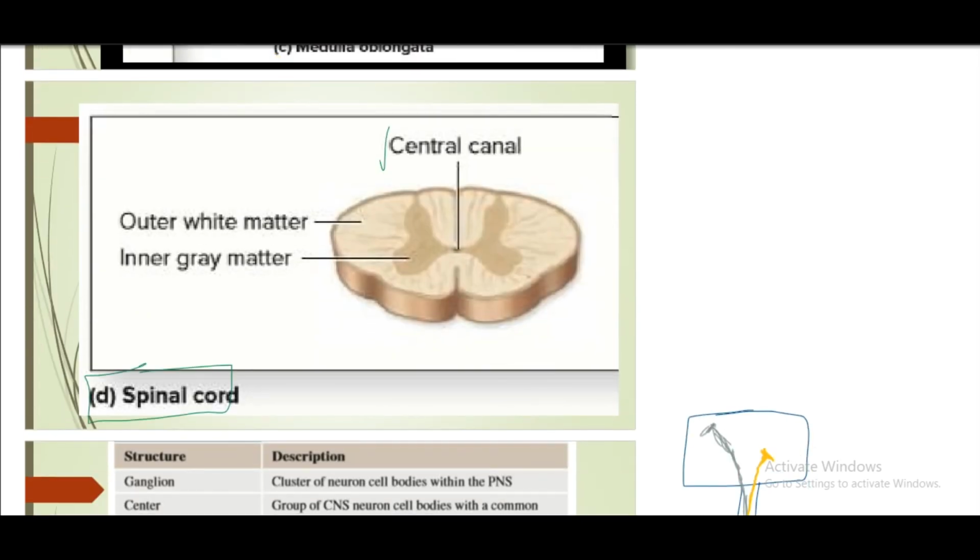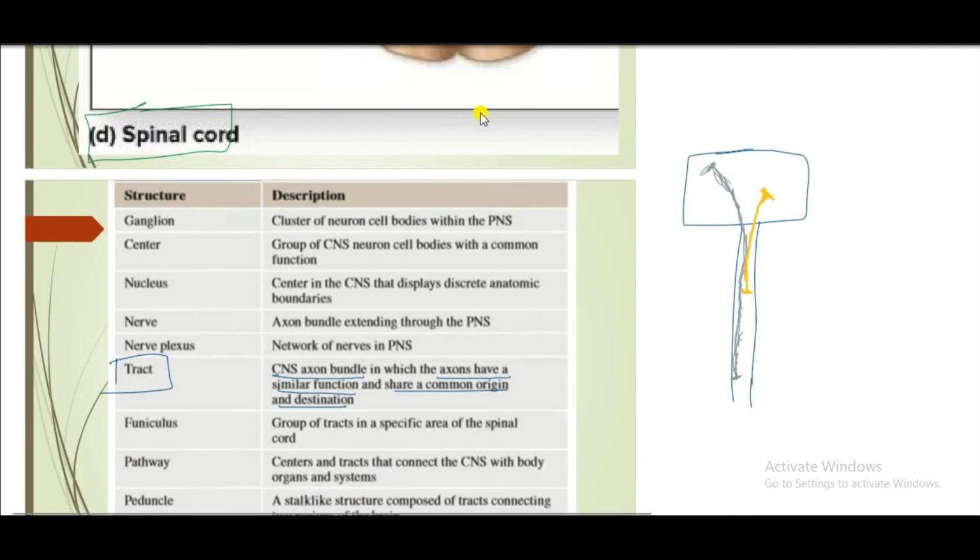Spinal cord section. In the spinal cord section you can see the central canal. Through this canal the CSF is circulating, and also you can see a notable point that the gray matter is going to be inside and white matter is going to be outside.